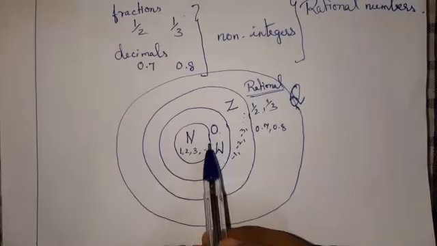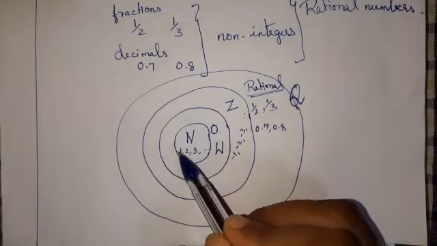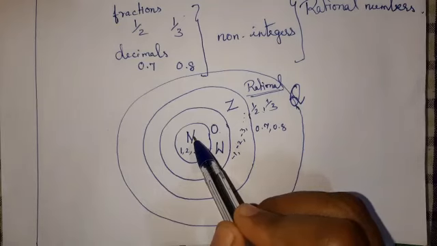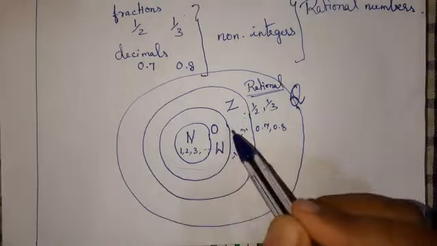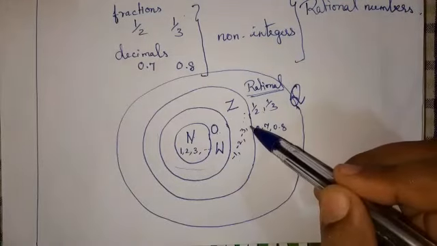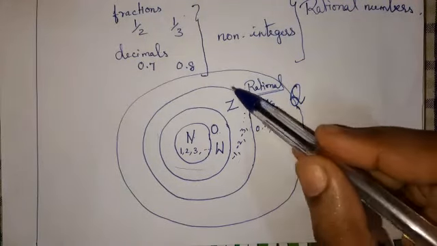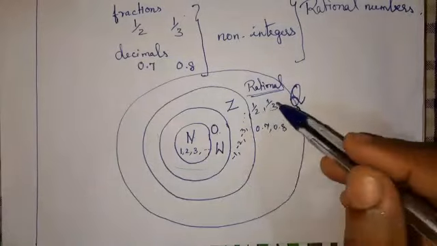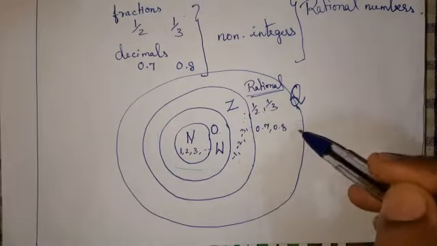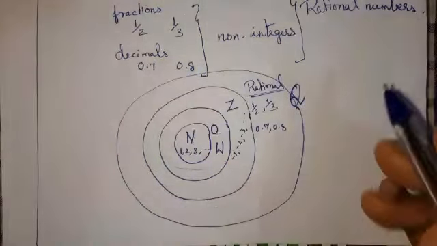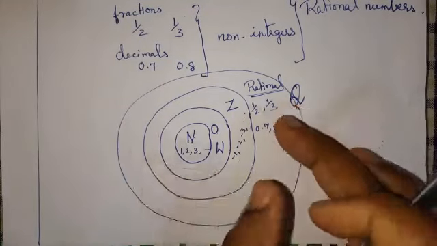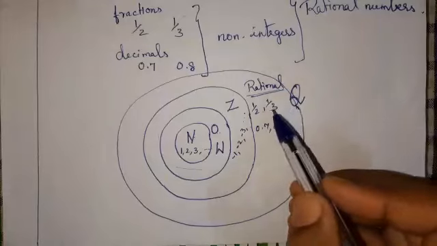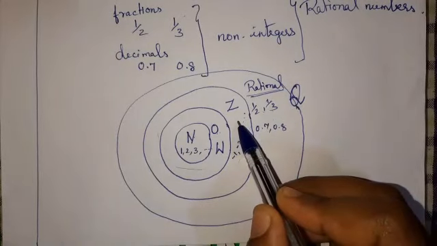Here you have a circle. The smallest circle belongs to natural numbers. Including 0 means whole numbers. Including negative numbers means integers. Including fractions and decimals means rational numbers. Now, this is the rational number. Therefore, rational numbers include integers and non-integers.